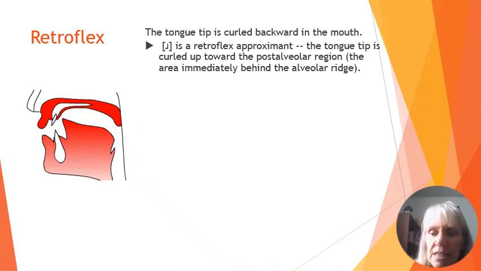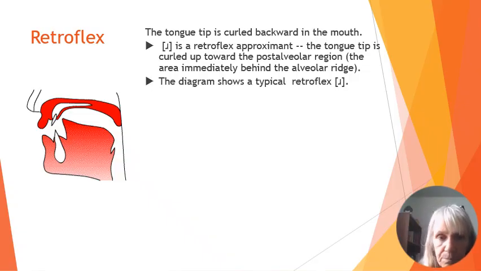And this phonetic symbol, by the way, with the upside down r, is actually the type of r we are saying most of the time in our English words. You can see it both ways, though, in phonetic notation. Sometimes the upside right r is used, but this is probably the more correct of the two sounds that we're hearing. And this is a retroflex approximant. The tongue tip is curled up toward the post-alveolar region, the area immediately behind the alveolar ridge. So we got a curling up of the tongue. And this diagram is showing a typical retroflex r.